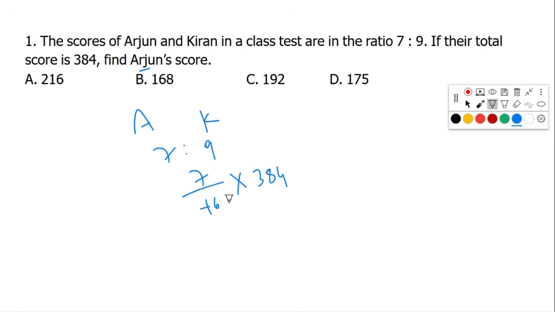So out of 384, how much? So 16, I can just cancel it out. 16 will go how many times? 2 times, and still I have 64, which is 4 times. 7 fours 28 and 2 14 168. So what is your answer? 168.